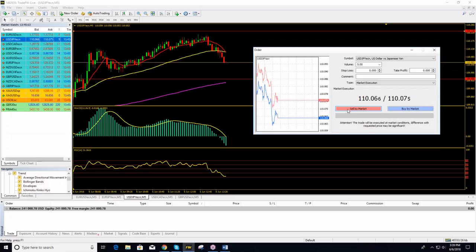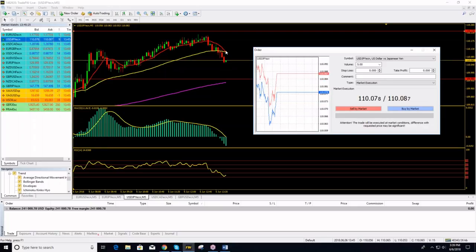So we need to wait for this candle as well to close. It's not closed yet. We need this 5-minute candle to close. So in 5 minutes, if the scenarios stay as they are, we will enter a short position on dollar yen. The cross is not yet clarified, so let's wait for 5 more minutes and we will get there.